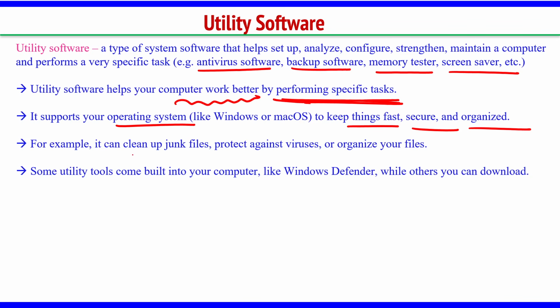For example, it can clean up junk files, protect against viruses, and organize your files. See, if you want to save your data from viruses, you have to install antivirus software, which is a utility software.